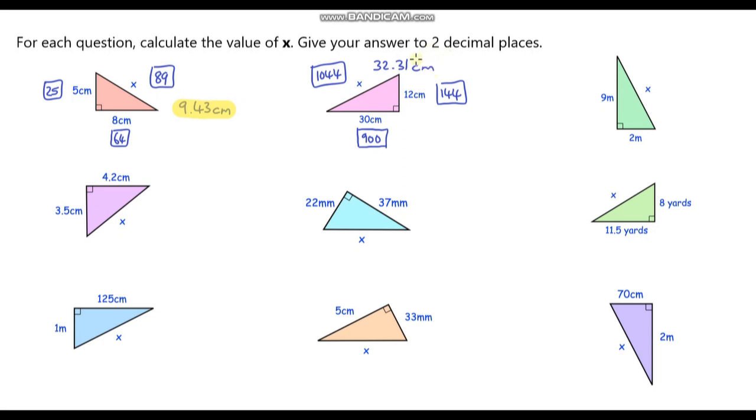Now I didn't mention this before, but you should always do a dummy check of your answer. So we know that the hypotenuse is always the longest side of a right angled triangle. So the answer that we get should be bigger than both of these side lengths.